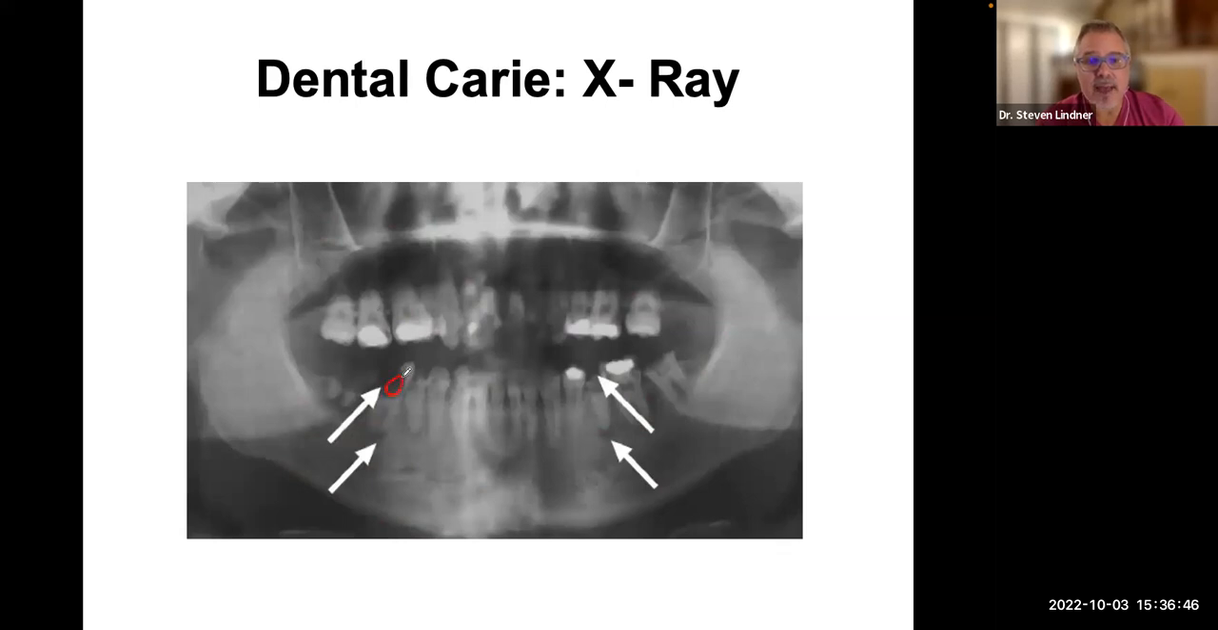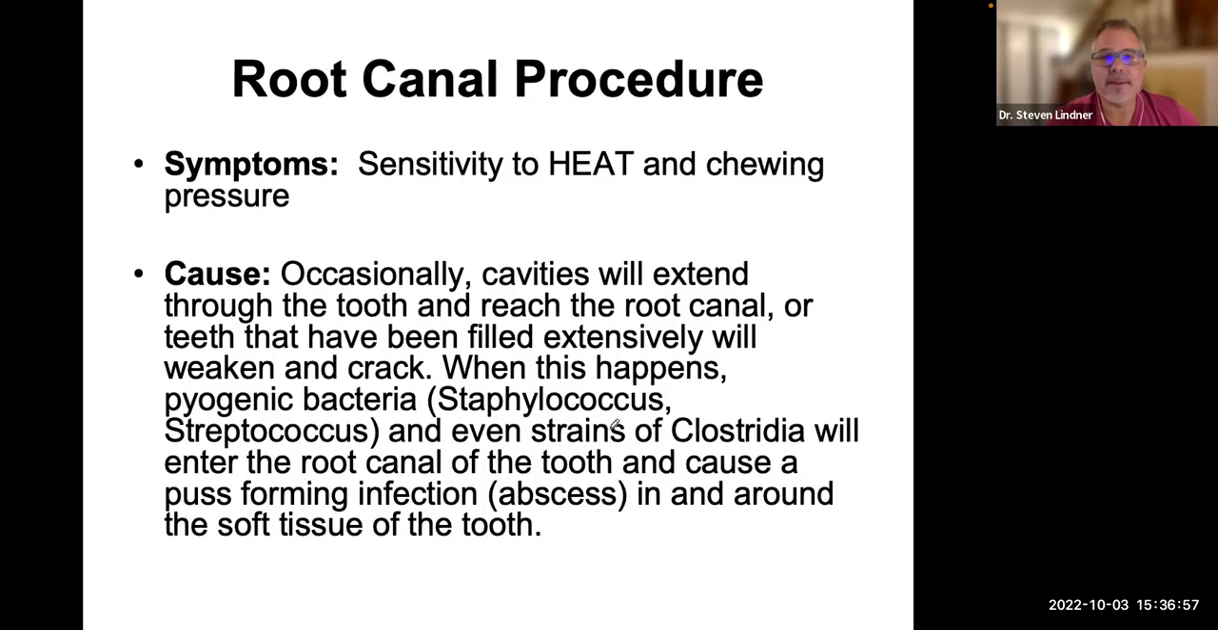On an x-ray, this is what a cavity would look like, right? These hollowed out radiolucent areas. They look like these darkened shadows. That would be a dental carie or cavity. When someone has one that's been neglected, it can lead to a root canal and a root canal procedure.